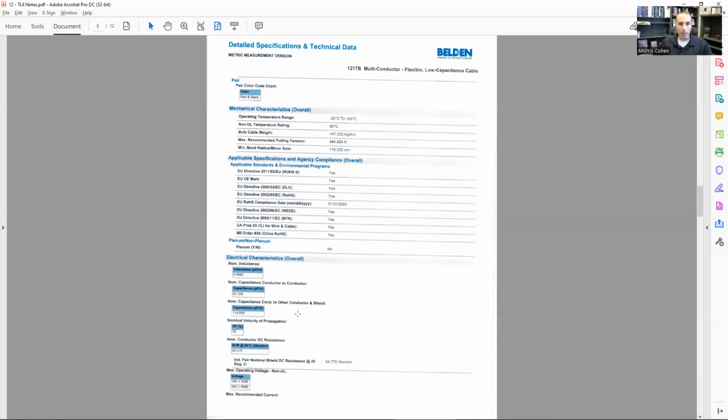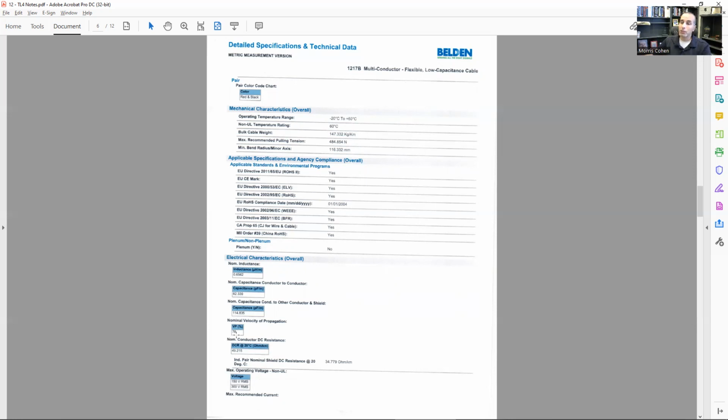Here's the inductance. Notice the units are microhenries per meter, so that's the inductance per unit length. And the capacitance is 62.3 picofarads per meter, so this is the value of C. Down here, the nominal conductor DC resistance is what we're going to use for the value of R. If we string along 1 kilometer of this cable, then the total resistance along the conductor is about 49.2 ohms.